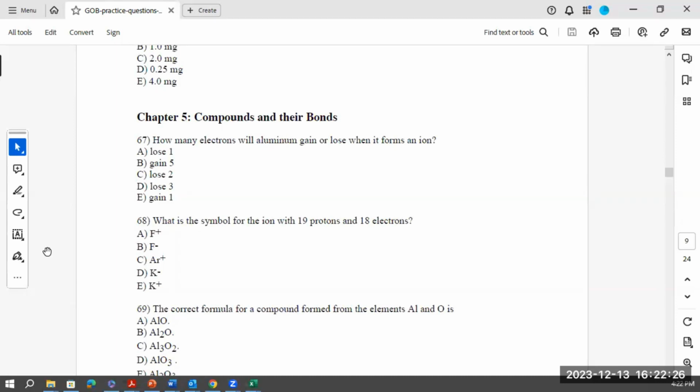Okay, how many electrons will aluminum gain or lose when it forms an ion? Aluminum. A, lose 1. B, gain 5. C, lose 2. D, lose 3. E, gain 1. D as in donkey. It will lose 3. That's right. Because remember, it has a plus.